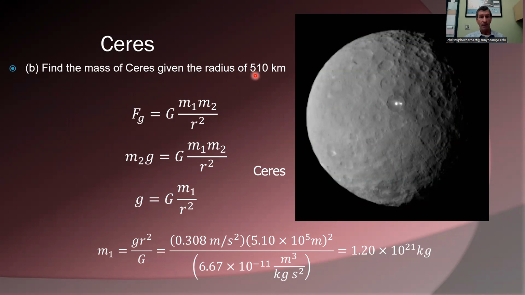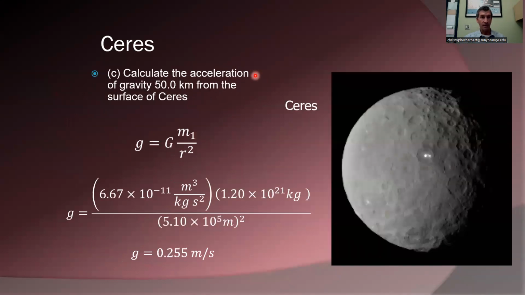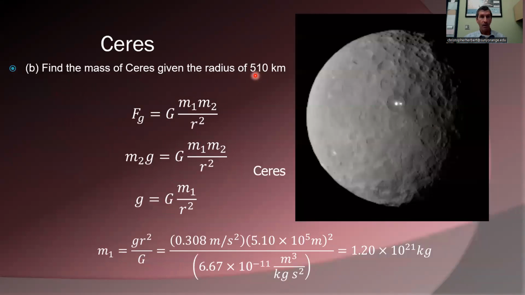Now, how do we find the mass of Ceres, at a radius of 510 kilometers? Once again, here's Newton's universal law of gravitation. Fg is equal to G m1 m2 over r squared. Of course, we'll take the falling body out of this. So the object that we dropped times its acceleration is equal to this. So m2 cancels out from both sides of the equation. We get our surface gravity equation once again.